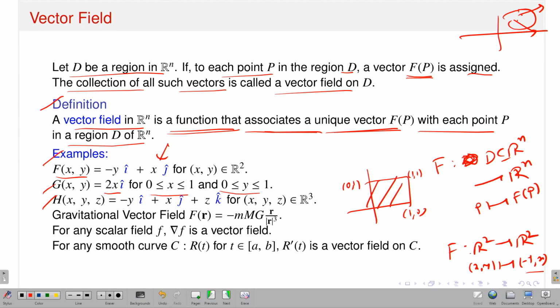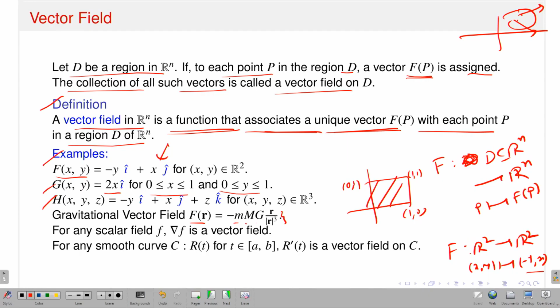Of course, you are familiar with the gravitational vector field capital F of r, which is nothing but minus m times capital M capital G, then r divided by the norm of r cubed. And what is r? r is a point in space like x comma y comma z.